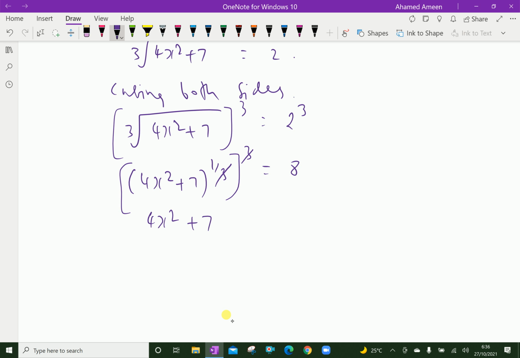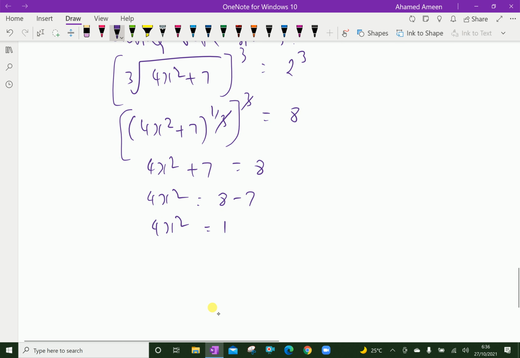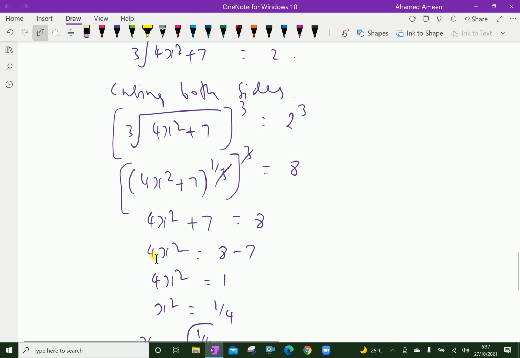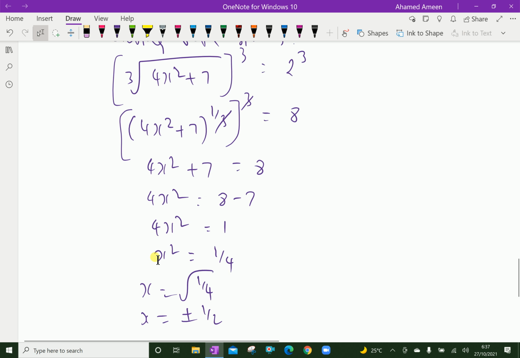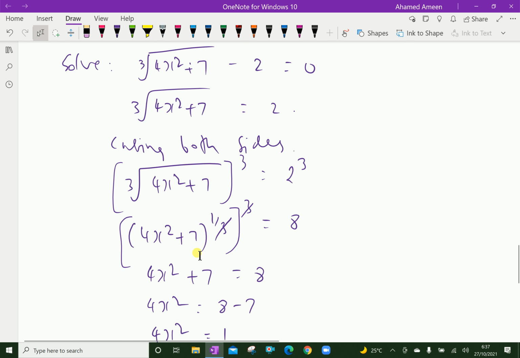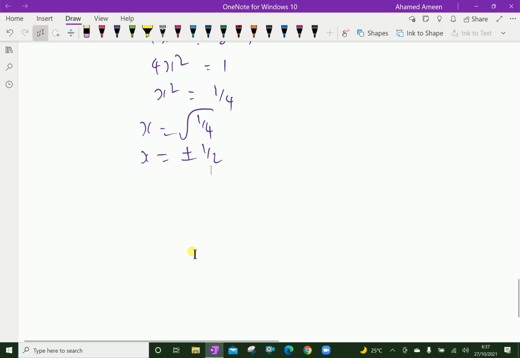So 4x squared equals 8 minus 7. 4x squared equals 1. Further, x squared equals 1 over 4. x equals the square root of 1 over 4. Therefore, x equals plus or minus half. So we have two solutions, x equal to plus or minus half. So we'll check this.